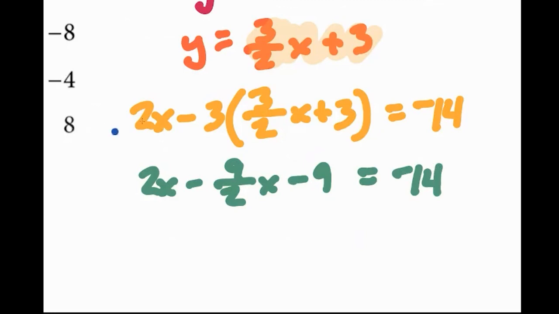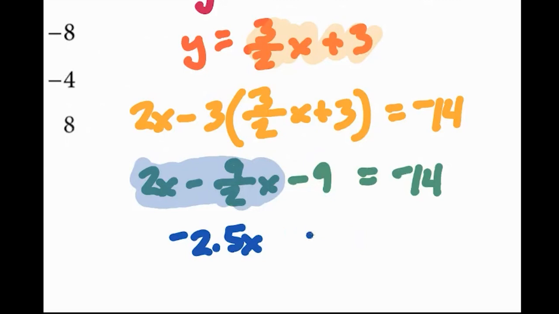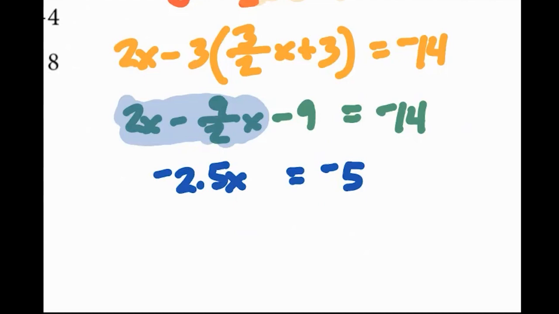Okay, I'm going to combine these two things right here. So it's going to be 2 minus 4.5 essentially, because 9 over 2 is 4.5. So that's negative 2.5x. I'm going to add 9 to both sides, and this should be equal to negative 5, which would mean our x is equal to 2.